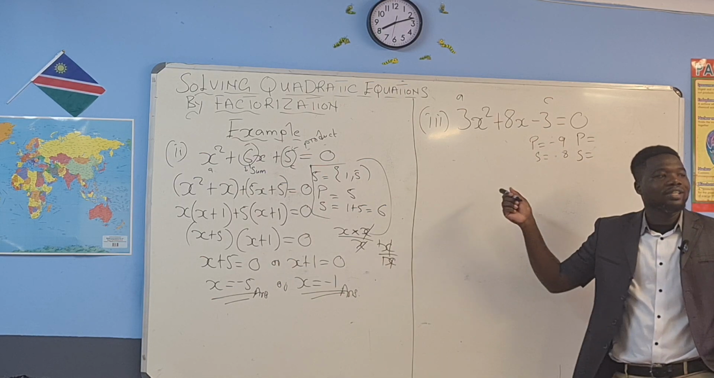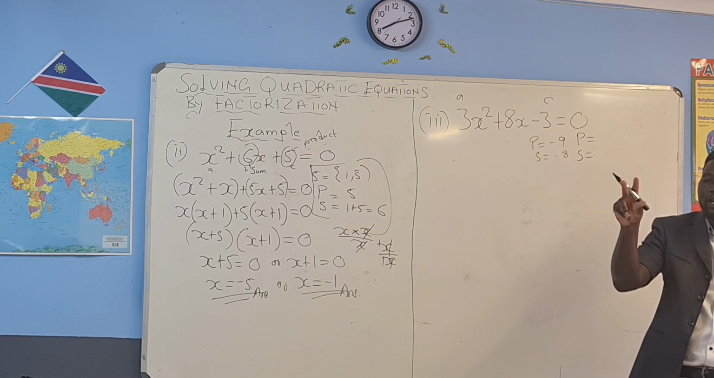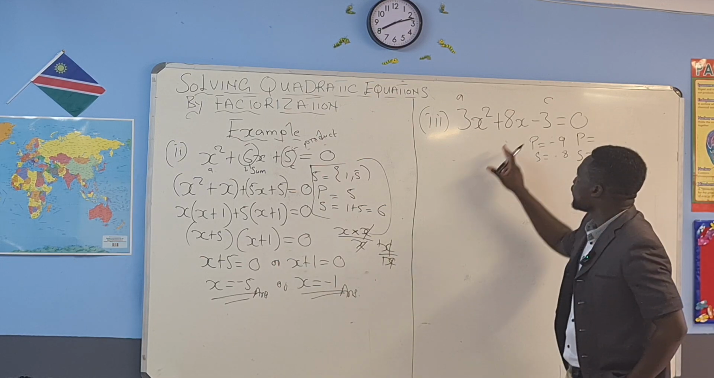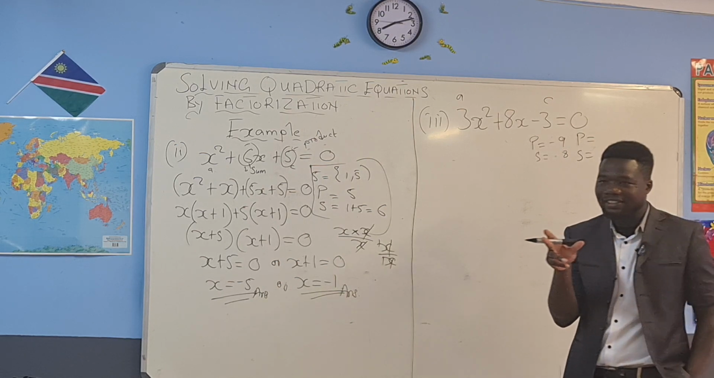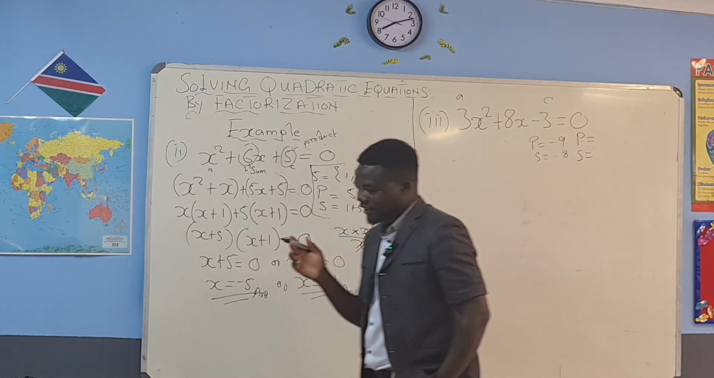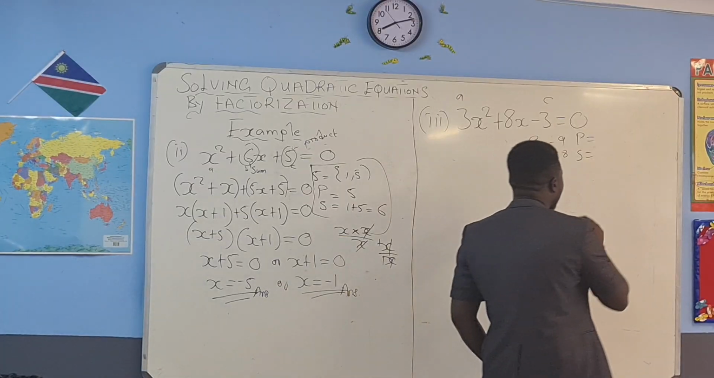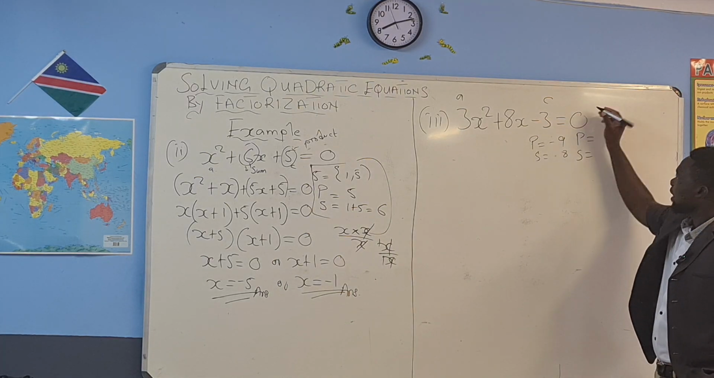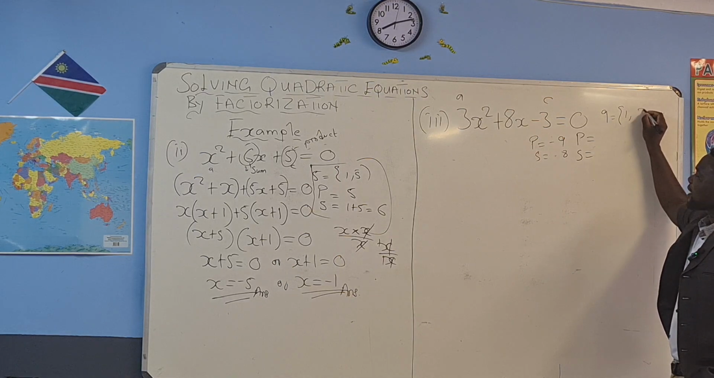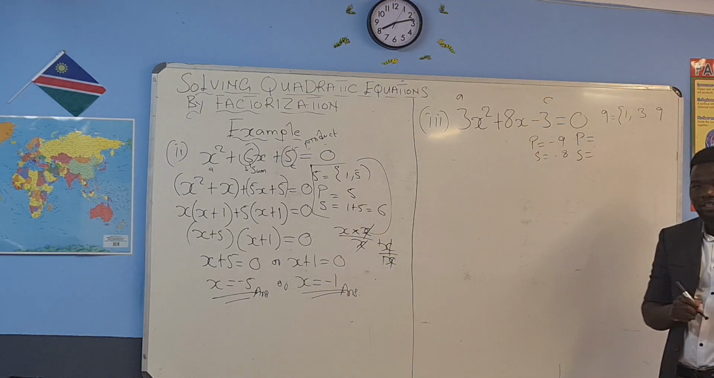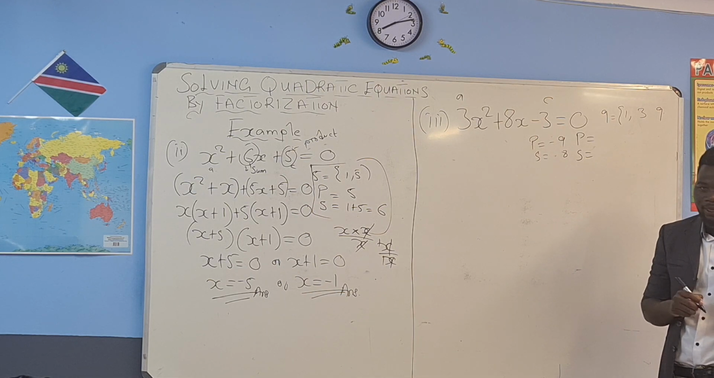Now I said you are going to list the factors of 9. From the factors of 9, you are going to pick 2 numbers that add to give you 8, and multiply to give you negative 9. Who can tell me what those numbers are? Please list the factors of 9. So 9 has the factors 1, 3, and 9.